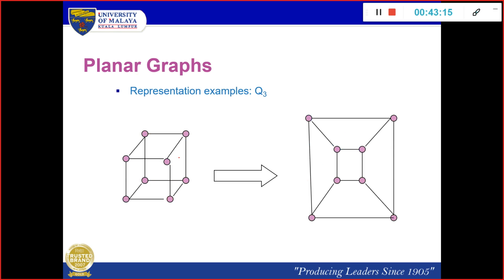Again, this is a cube, or Q3. If you want to represent this graph, you can represent it like this. It has 8 vertices and, counting 1, 2, 3, 4, 8, 12, it has 12 edges. Okay? From this graph, you can see that Q3 is a planar graph as well. Okay, planar graph.